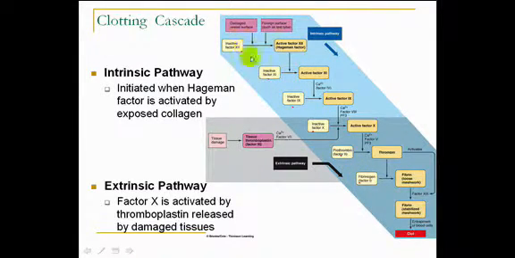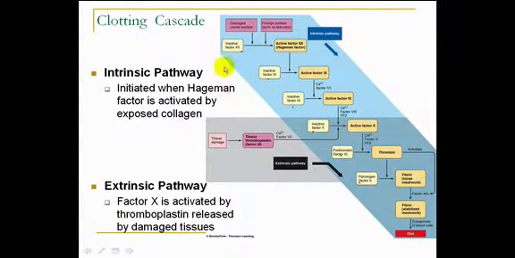But you want them to be inactive, because if they get activated when there isn't a damaged vessel, you'll get a clot that forms in a healthy vessel. And like I said, that's called a thrombosis. And if that thrombosis starts moving, it's called an embolism, where it starts traveling through the blood. Like I said before, that's very, very dangerous, because if that clot gets lodged in a small vessel of the heart or the brain, it could cause a heart attack or a stroke. Now, some people have clotting disorders where they spontaneously form clots, and it can be dangerous.